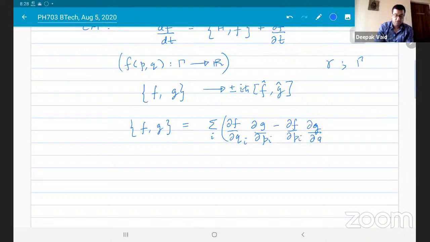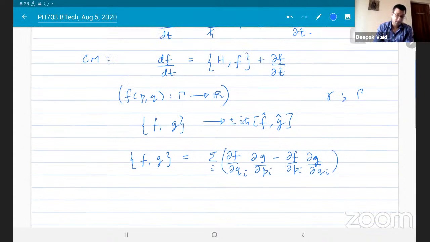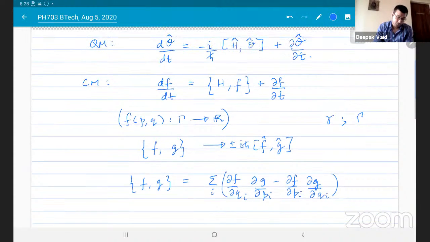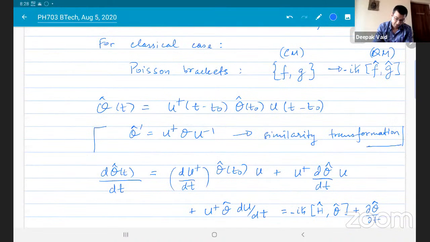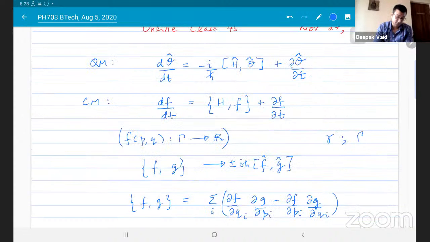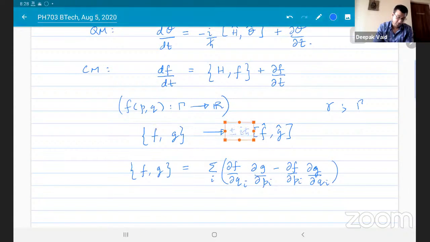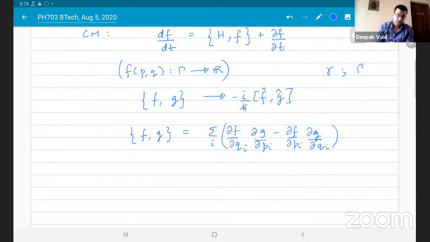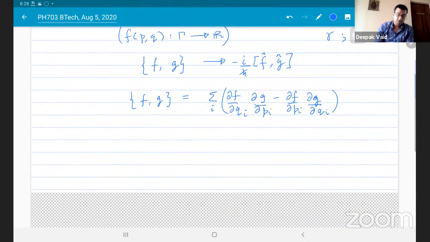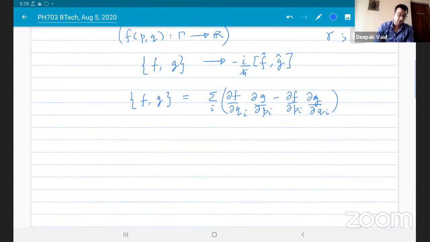So you might be learning all of these things right now in your classical mechanics course. Let me again correct my mistake. This goes to minus i over h bar, not i times h bar minus i.